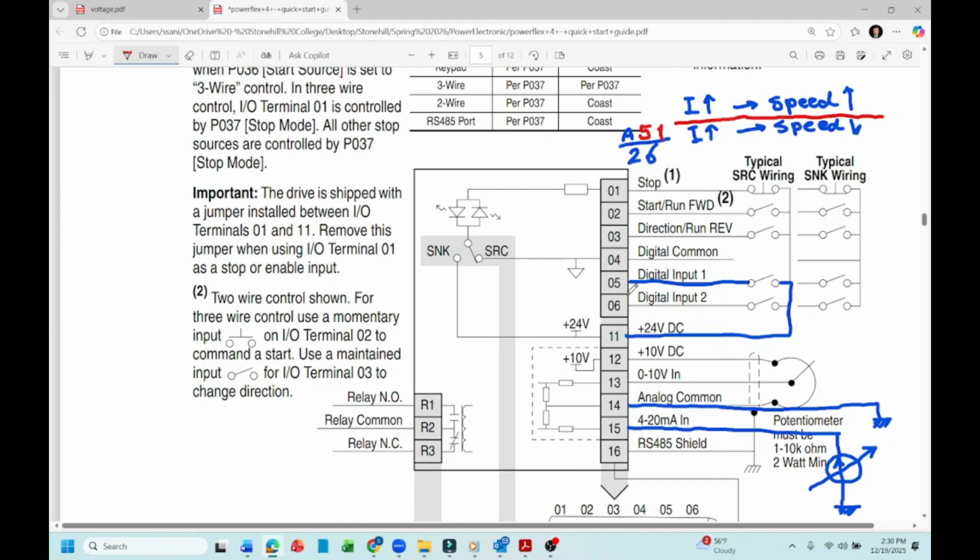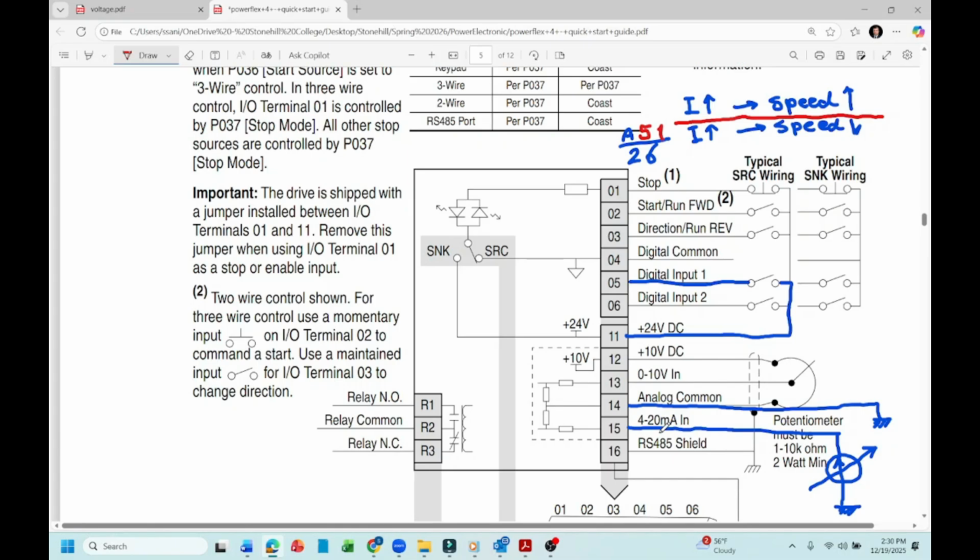For doing that, you need one of the digital inputs. For this case, we consider digital input 5. You see the wiring: one side of the switch is 24 volt, the other side is terminal 5. Whenever you turn it on, you deliver 24 volt to input 5. So if I summarize what we want to do, we want to give a current to terminal 15 between 4 to 20 milliamp and be able to control the speed.